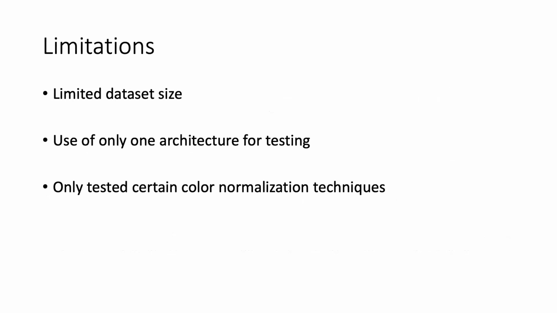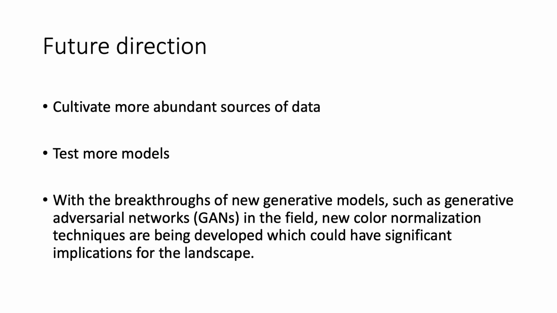And so some limitations of this study were the fact that it only used one data set. That data set had a limited size, and also only one deep learning architecture was used for testing. Also, although very popular and conventional color normalization techniques were tested, there are still so many more that were not tested. And a future direction to carry on this research would be to obtain more data and to use more models for testing.